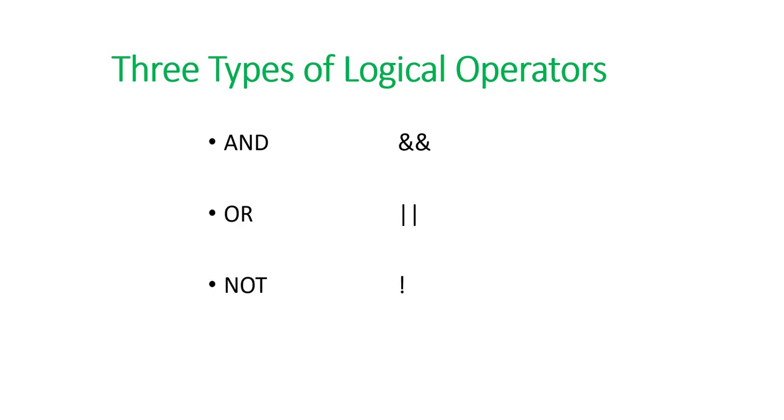And the last one is the NOT operator, which you probably already saw when you did things like not equals. Okay, so that is the exclamation point, and the exclamation point can be found as a shift on the 1. Okay, so those are the three different types of logical operators that we can use. Now let's see how we use them.